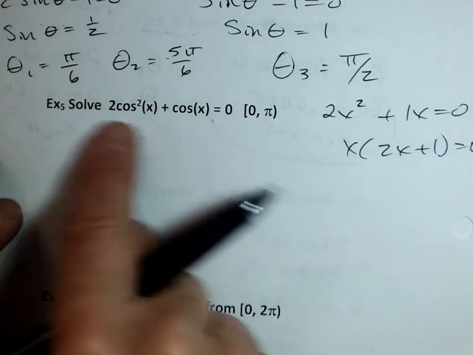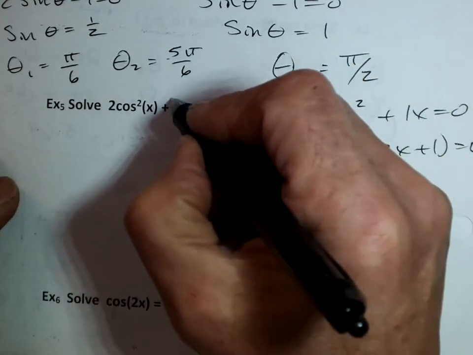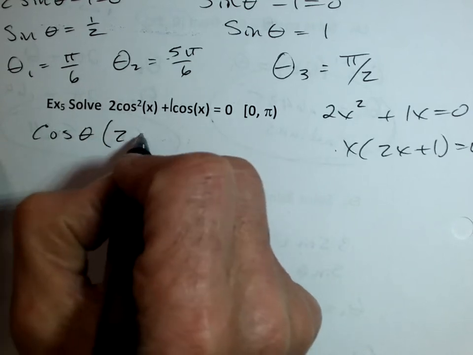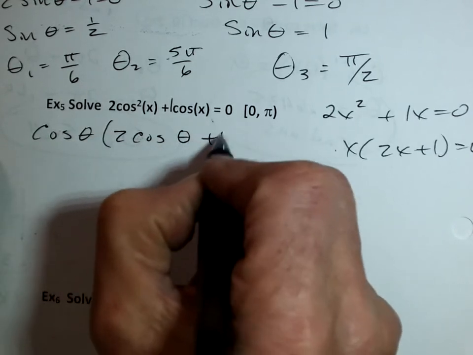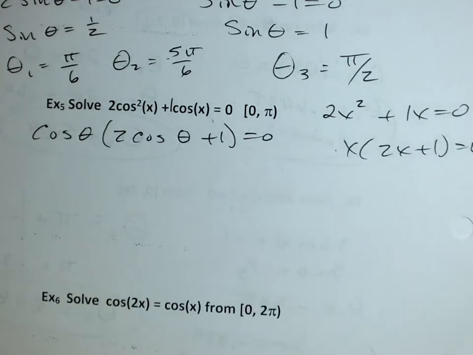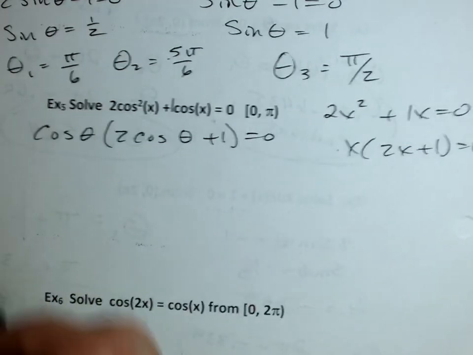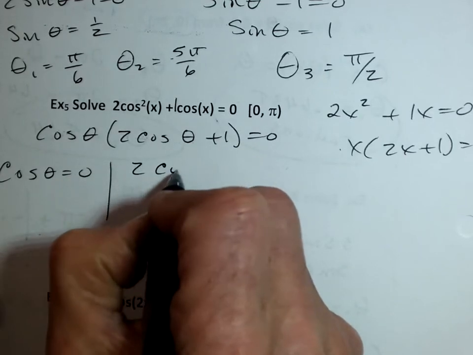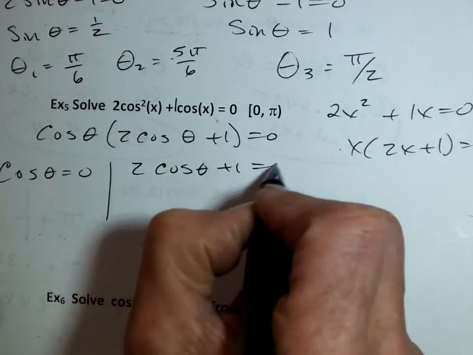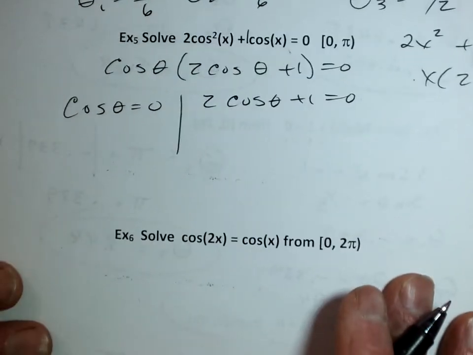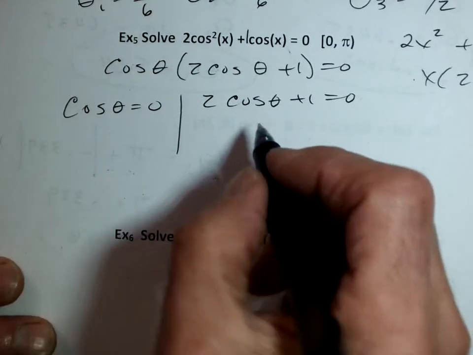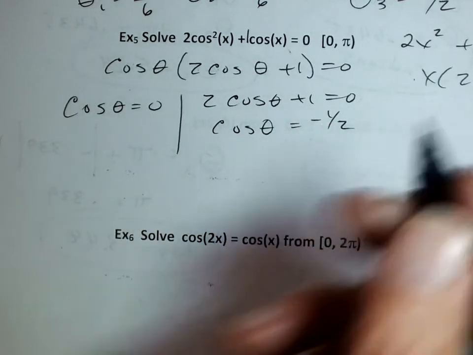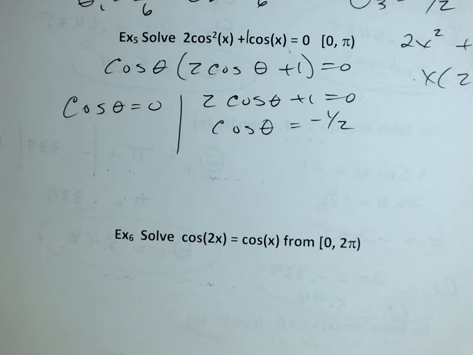So let's do the same thing here. What do they have in common? Cosine. So I take out a cosine theta, and I have 2 cosine theta plus 1 equals 0, right? How am I doing? Good. Many equations. Cosine theta equals 0. 2 cosine theta plus 1 equals 0. This one's going to be cosine theta equals negative 1/2. Subtract 1, divide by 2, right? Yes. That's good.